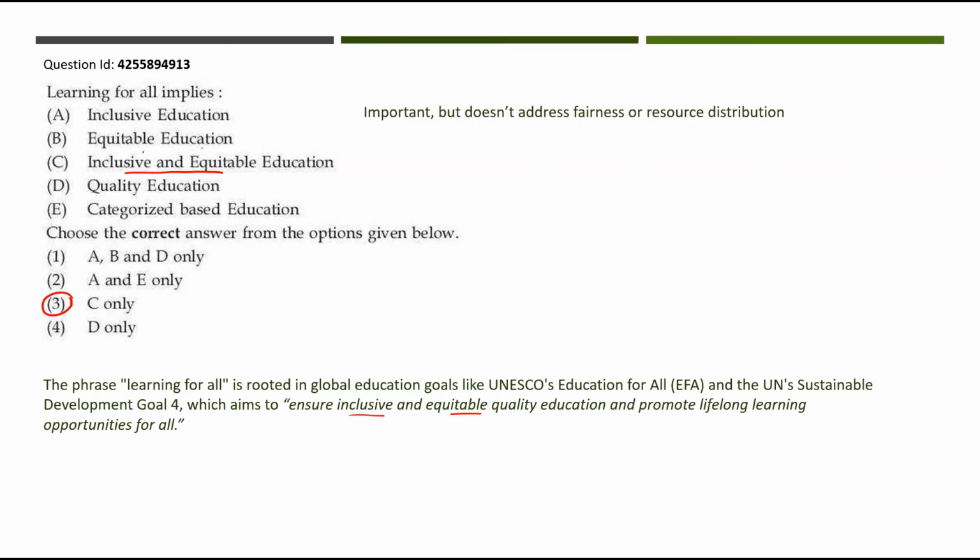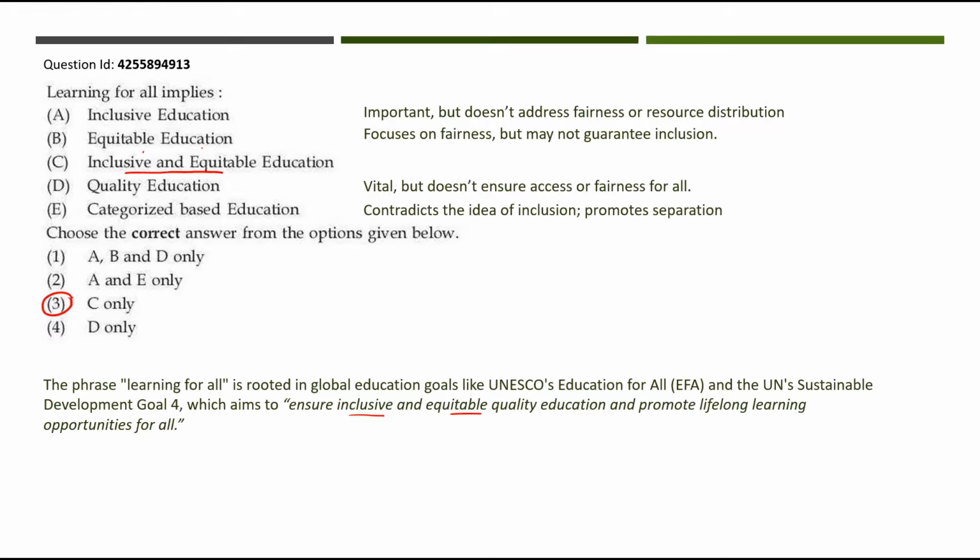Inclusive is important, but that doesn't address fairness or resource distribution. Equitable is missing. Similarly, equitable education focuses on fairness, but may not guarantee inclusion, which means not all are included. Somehow some people are excluded. So both these aspects are important in learning for all. What about quality education? This is quite important, but here it does not ensure access or fairness for all. It means not everybody is entitled to quality education. Learning for all does not focus on quality, it focuses on inclusiveness and equitability.